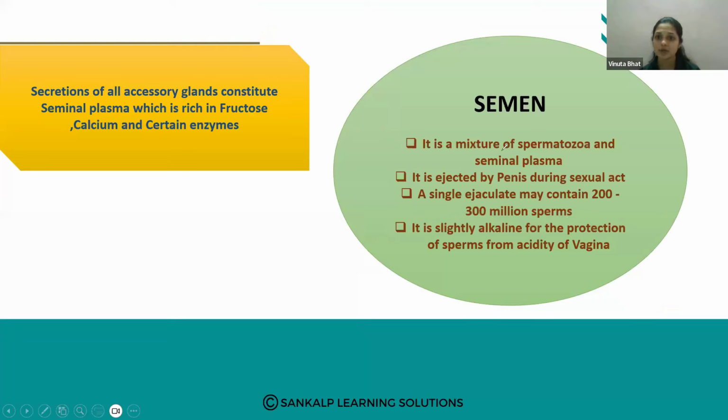It is a mixture of spermatozoa, meaning sperms, and the seminal plasma. Here it is ejected by the penis during the sexual act. A single ejaculate may contain 200 to 300 million sperms. It is slightly alkaline for the protection of sperms from the acidity of the vagina.